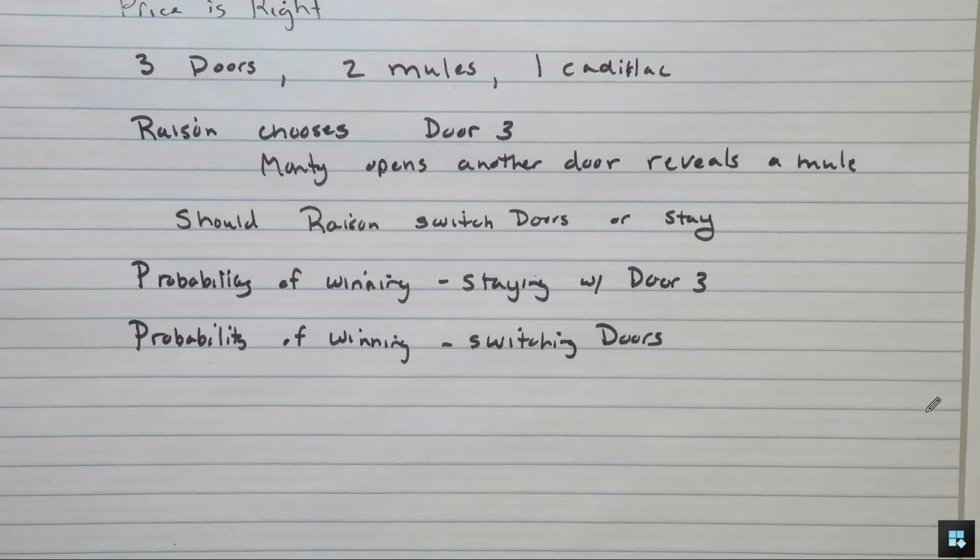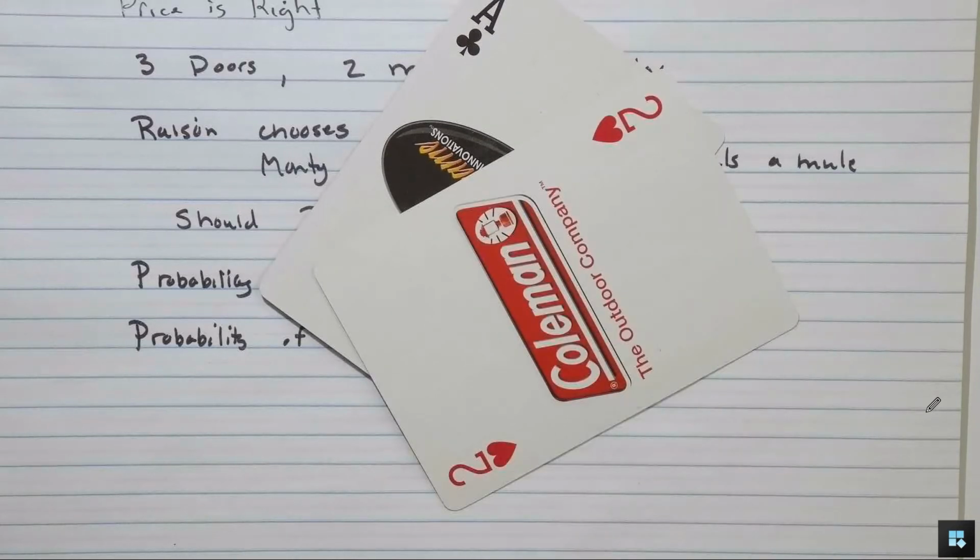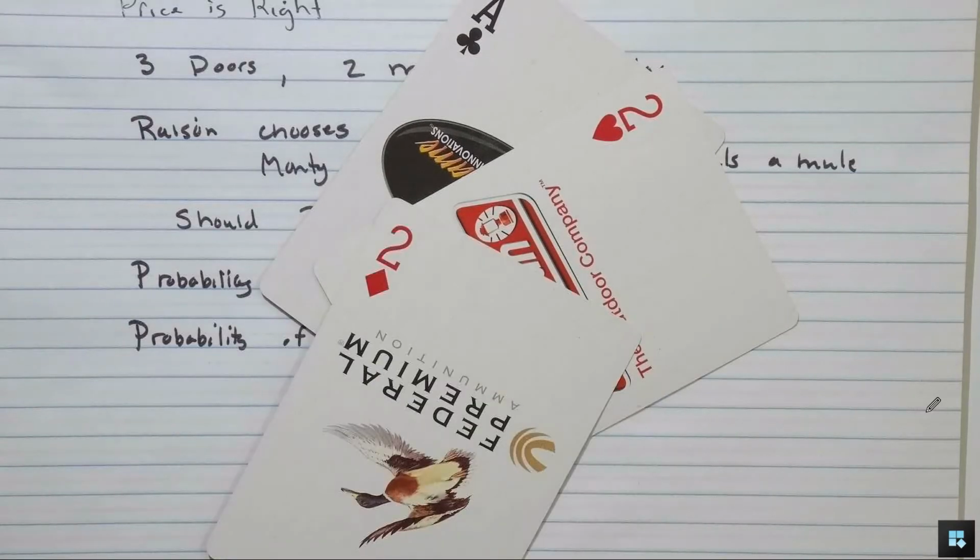And we're going to try both ways, switching and staying. So the ace will be the Cadillac, and then we'll pick a couple of low cards to be mules. So I'll pick deuces, or twos, for the mule. Here's another ace. I'll pick out some extra ones here. So we're going to have switch or stay.